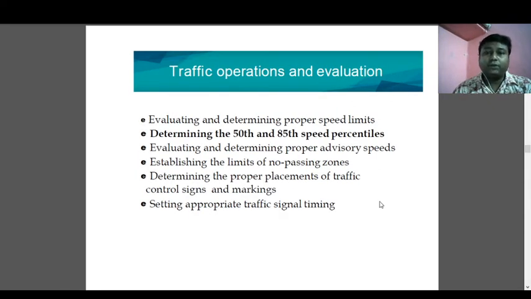Next is traffic operation and evaluation. So evaluating and determining the proper speed limit. Determine the 50th and 85th percentile speed.